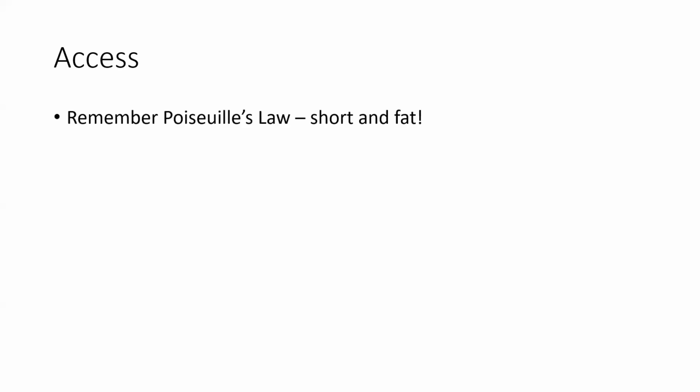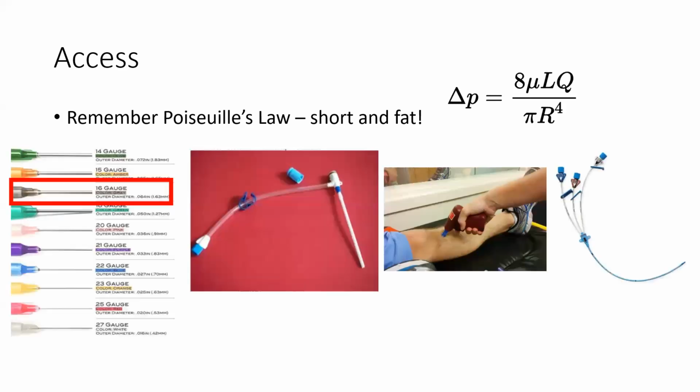Perfect. And the reason why we want a 16 gauge IV is Poiseuille's law. So you want something that's short and fat, because the longer something is and the narrower it is, the more resistance there is for that fluid to pass through. So that's why we focus so much on something that's short and fat. On the left side, you have your IV catheters. You want a 16 gauge or greater. When we say or greater, we mean the diameter is greater, which means the number in front of it is actually smaller. So a 22 gauge is really small.